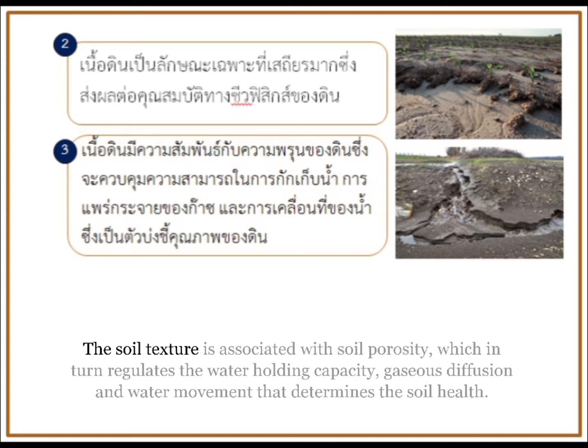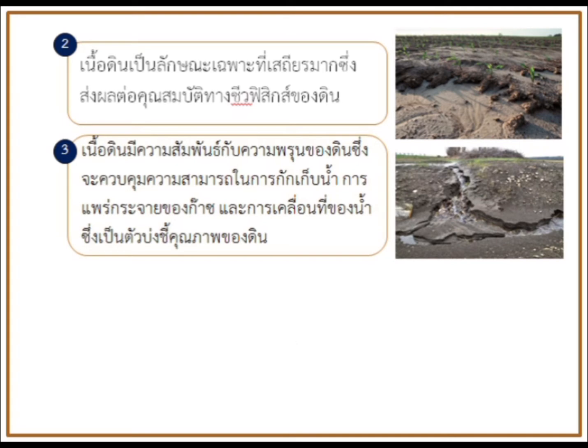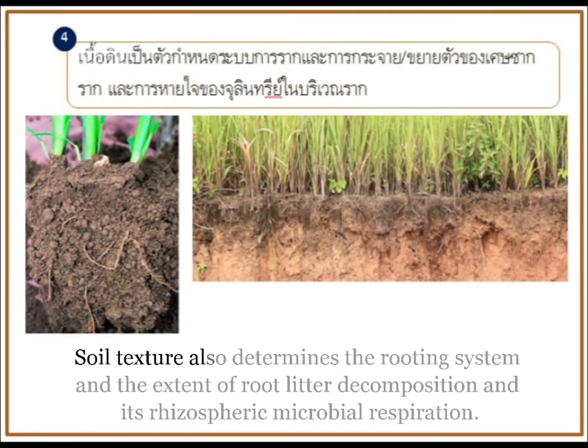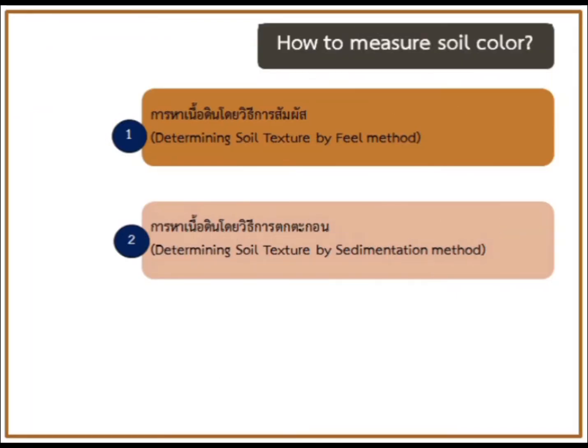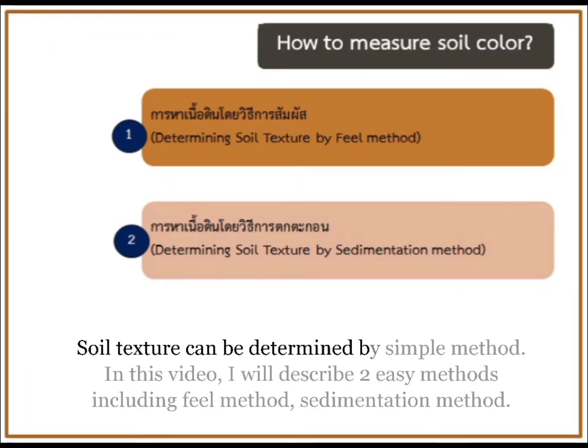The soil texture is associated with the soil porosity, which in turn regulates the water holding capacity, gaseous diffusion, and water movement that determines the soil health. Soil texture also determines the root system and the extent of the root litter decomposition and its rhizospheric microbial respiration. Soil texture can be determined by simple methods. In this video, I will describe two easy methods, including the field method and the sediment method.